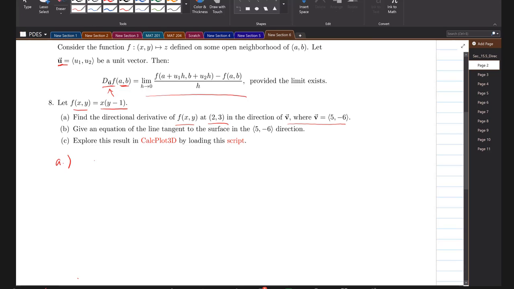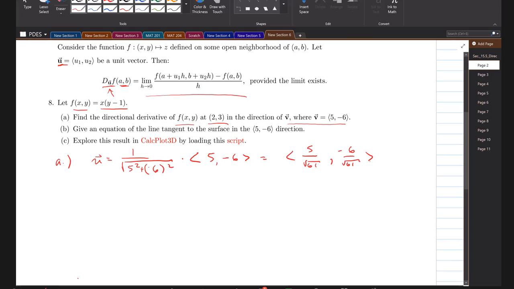Yeah, so we need to go ahead and find an equivalent unit vector. So we could say that u is equal to, and then if we were to find the magnitude of this, it would be 1 over the square root of 5 squared plus negative 6 squared times the vector 5, negative 6. Okay. So if we clean that up, that's 25 plus 36 is 61. So this gives us 5 over the square root of 61 for the first coordinate, and then minus 6 over the square root of 61 for the second coordinate.